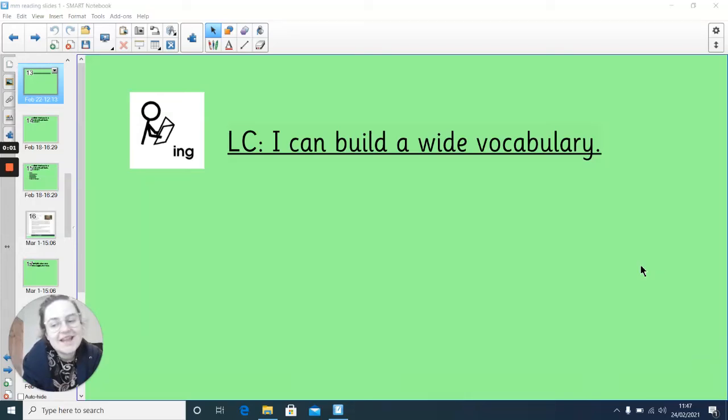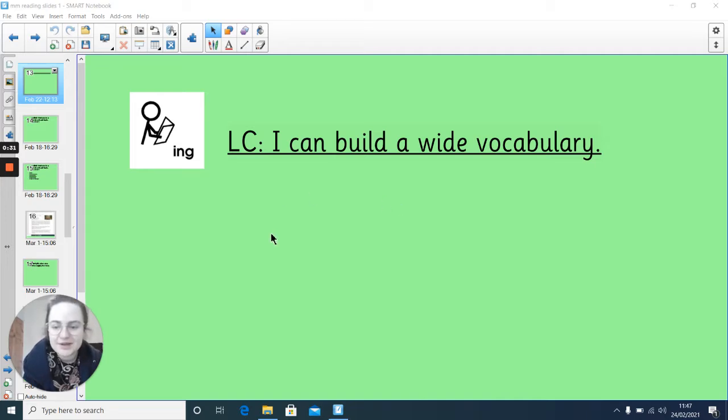Hi everyone! In today's reading lesson we are looking at the learning challenge I Can Build a Wide Vocabulary. We are going to look at an information text and spot some of the tricky words that we might not have heard before and we're not sure what they mean. And then we are going to have a go at clarifying what those words mean by using our Year 1 clarifying strategies where we infer what a word means from reading the text.